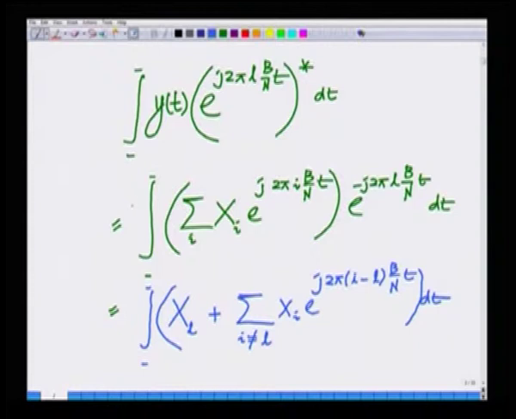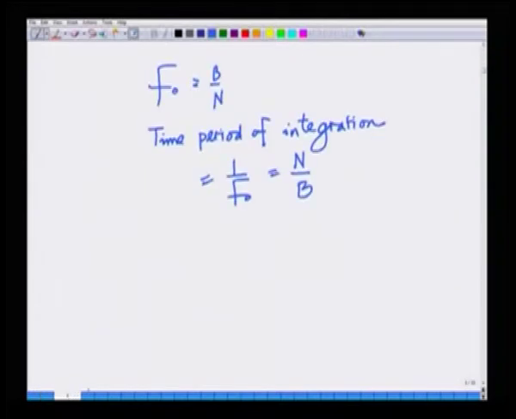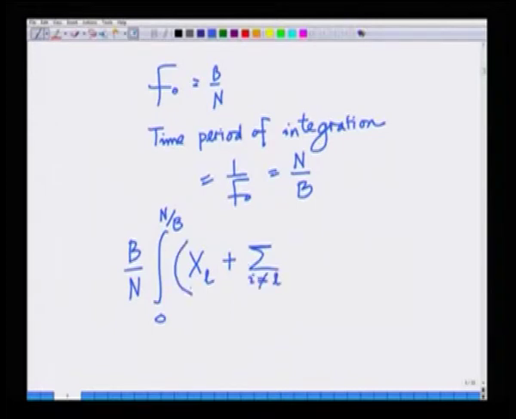Hence, I will write this demodulation now simply as b over n, that is 1 over T times the integral from 0 to n over b of x_L plus the summation over i not equal to L of x_i e to the power of j 2 pi (i minus L) b over n t dt. Now, the x_L comes out of the integration.